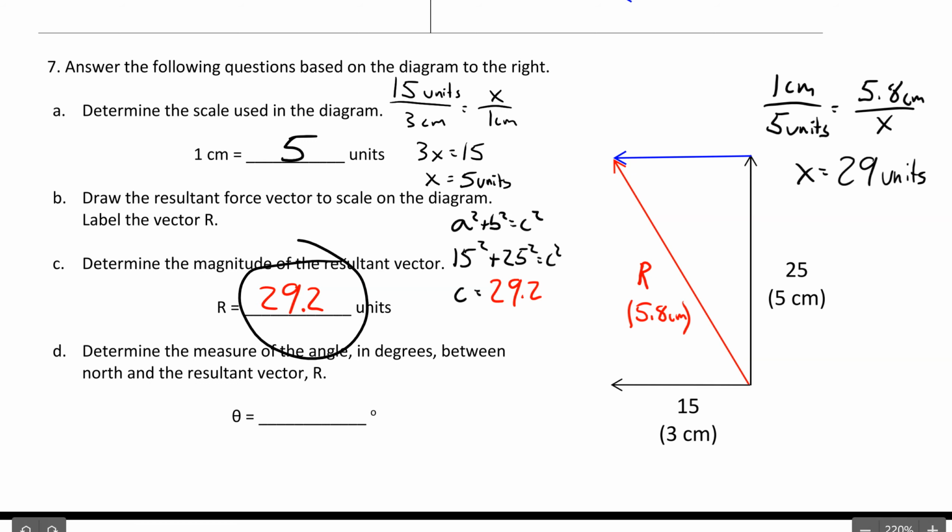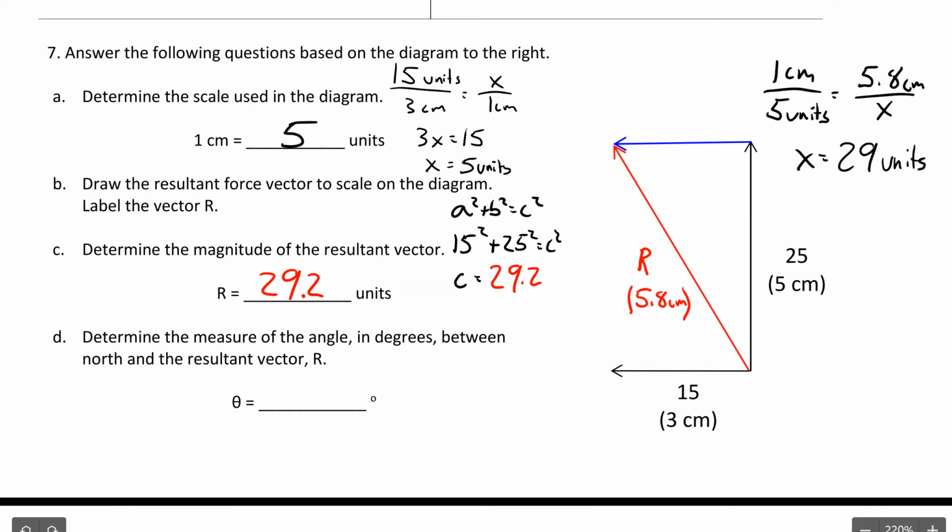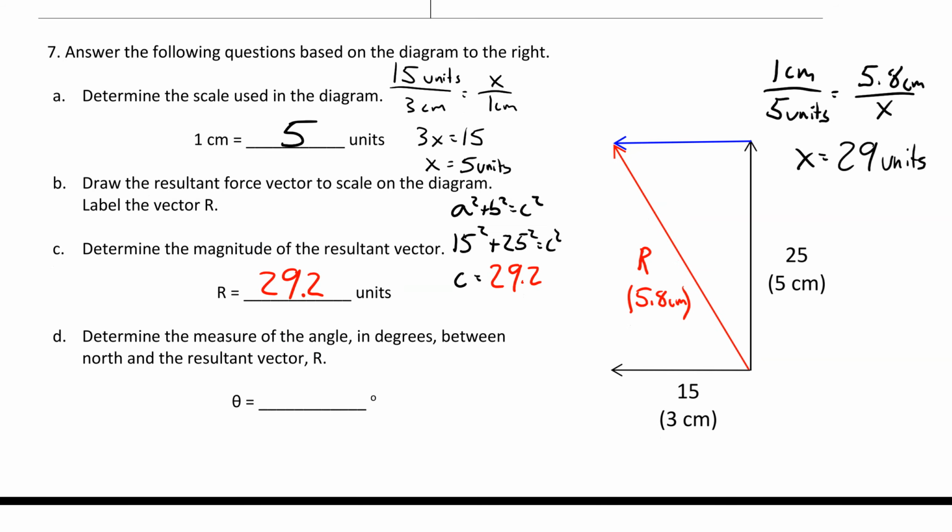The trig will give you a more precise answer every time because we're just using a centimeter ruler, and the best we could do is maybe measure the millimeters. That's how we get the 0.8. But the decimal goes further than that. Which is why this is a little bit different, but they're both totally correct answers. They're both acceptable ways to find the magnitude of the resultant.